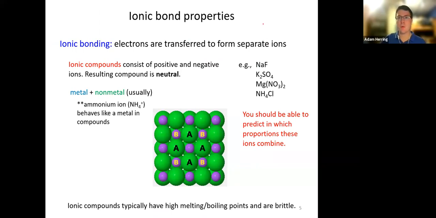Let's talk a little bit more about ionic bond properties. So ionic bonding is when we have electrons that are transferred to form separate ions.